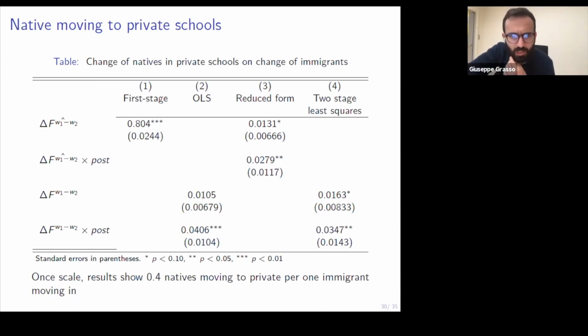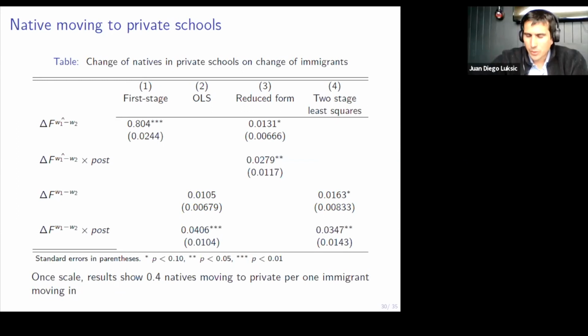I'm sorry, is this private schools in the same neighborhood or also across neighborhoods or all together? Yes, that's a good question. It is private school in the same neighborhood. So we can say that natives have two different strategies. Some of them move to other neighborhoods and some of them move to private school.